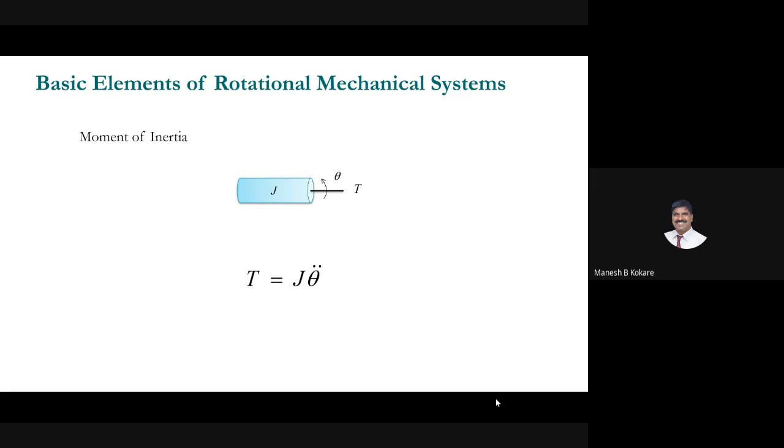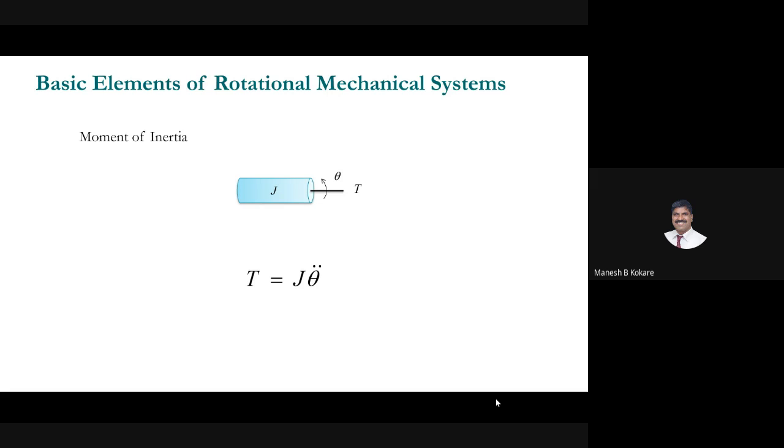I hope that you have understood this one. See, in the case of a translational mechanical system, what was this? This was F is equal to M into d2x of t by dt square, whereas here T is equal to J into d2 theta by dt square. So it is very similar to the translational mechanical system. The only thing is that you have to use the terms of the rotational mechanical system.